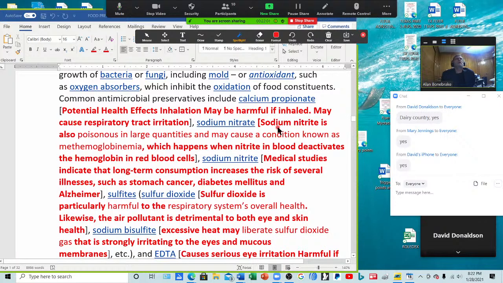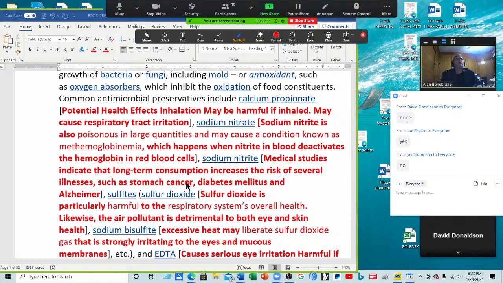Sodium nitrite is also poisonous in large quantities, may cause a condition known as methemoglobinemia, which happens when nitrite in blood deactivates the hemoglobin in red blood cells. How many of you knew that sodium nitrite caused methemoglobinemia? Let's see it in the chat box. So kind of split half and half on this.